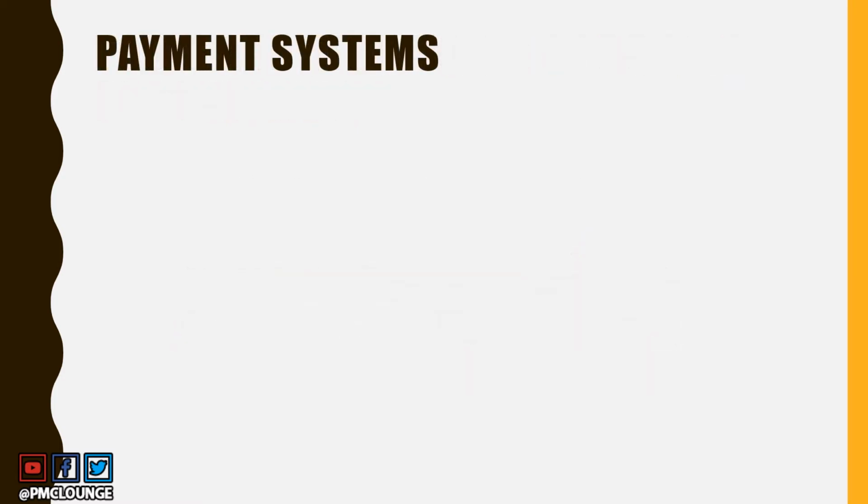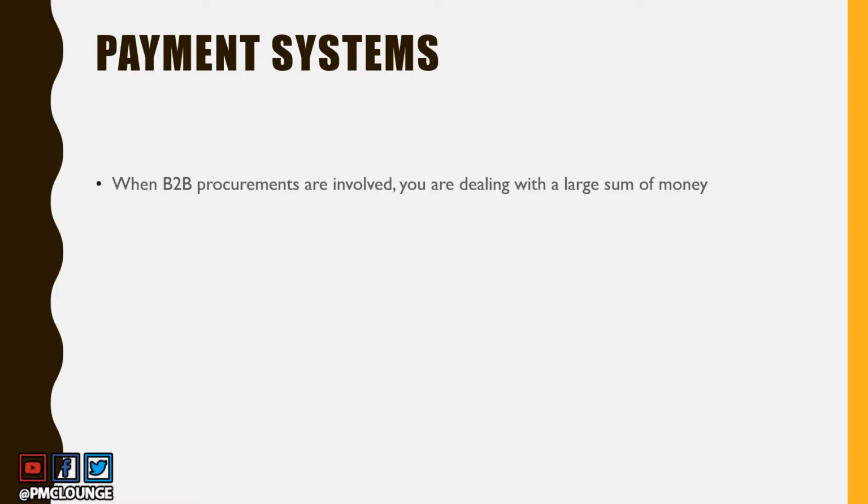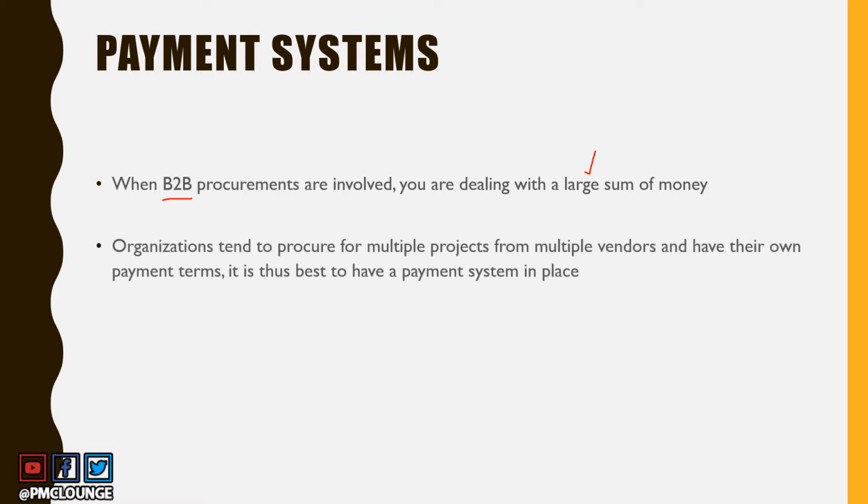Starting off with the first tool, that is payment systems. Now, when we are talking about B2B engagements, procurement in a business to business environment, you are actually dealing with a large sum of money. You're not dealing with an amount that you can easily write a check for and be done away with, right? The reason for that is simple. Every organization tends to have several projects running at the same time. And when you have several projects, you may have several vendors as well. So you've got multiple projects at a given time and multiple vendors involved in those projects.